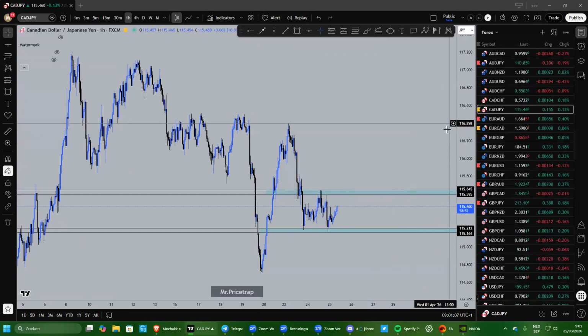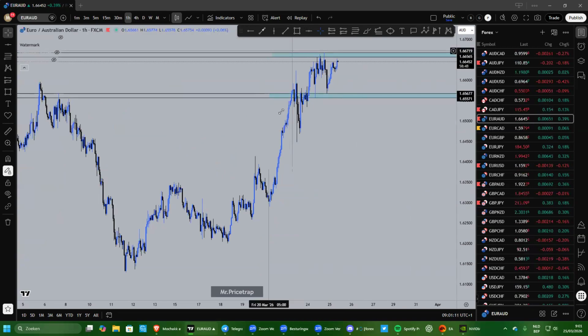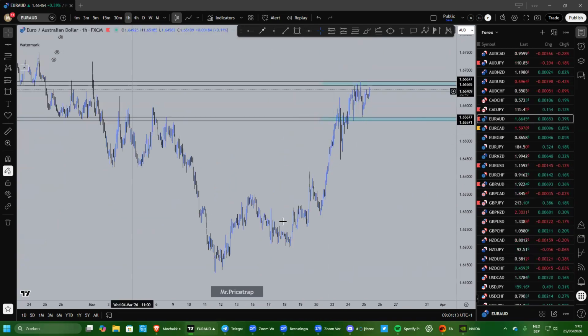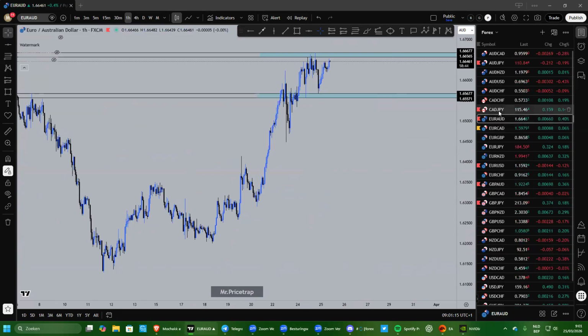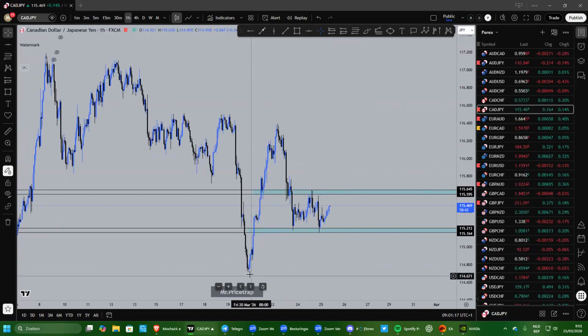Like, for example, if we take a look at Euro AD, you see how it is at the top of a move, that we are not in the middle of a move. That's what I like more. Canadian JPY, you see, we are in the middle. I would love it if we had it down here or up there. Okay, but still, let's just use it. Let's see. UCAT, UCAT.